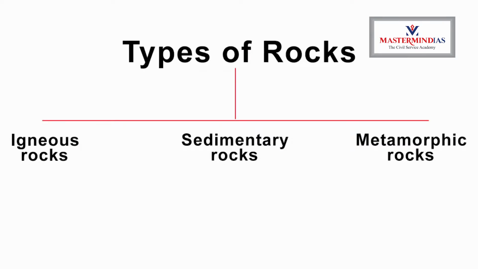The rocks that we find around us could be divided into three types based on the nature of formation. They are the igneous rocks, the sedimentary rocks, and the metamorphic rocks. Let us study about igneous rocks.